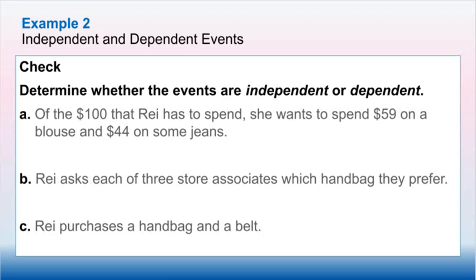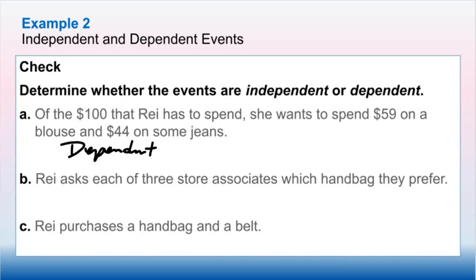Next, determine whether these are independent or dependent. Of the $100 that Ray has to spend, she wants to spend $59 on a blouse and $44 on some jeans. This one is dependent, because what you buy second is dependent on how much you spent on the first one. So this is dependent.